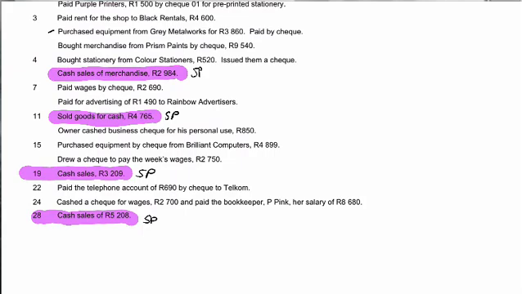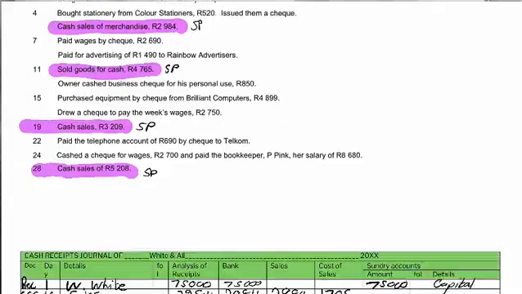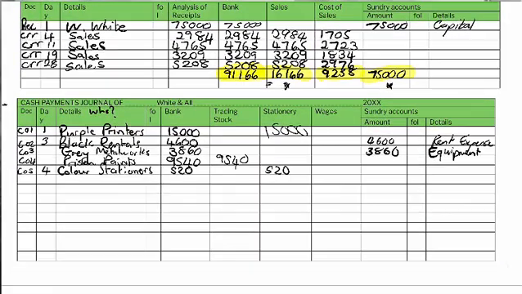Our next one is on the 7th. The first one is we paid wages by check, 2,690 rand. Aluta, talk to me. So sorry, you know, my CO5, CO6. Check number 6. And then you're gonna write pay. We're on 7. Yeah, we're on 7. So you're gonna write wages.